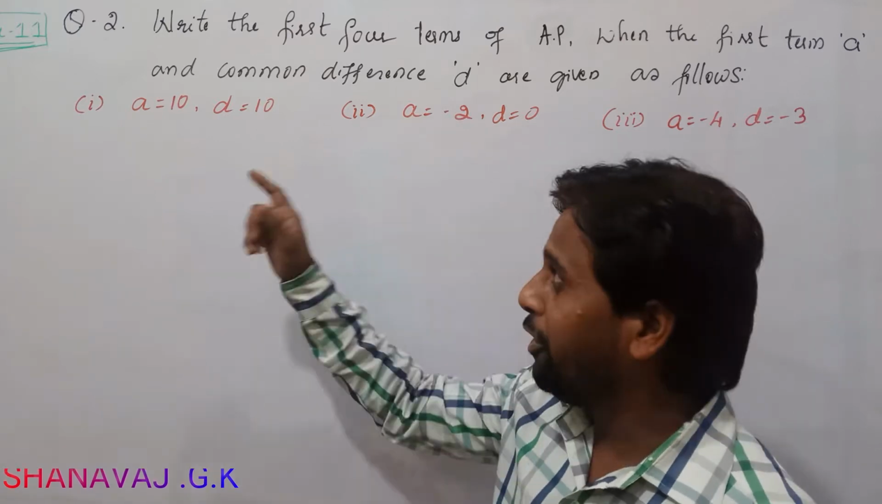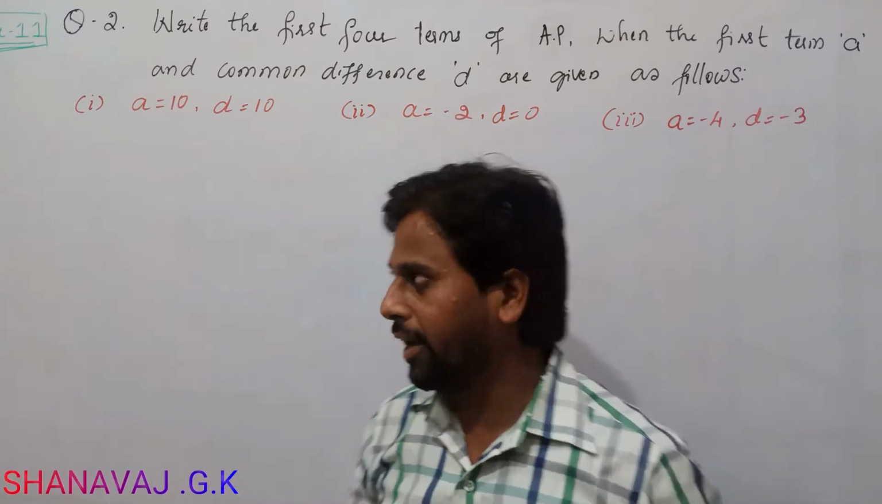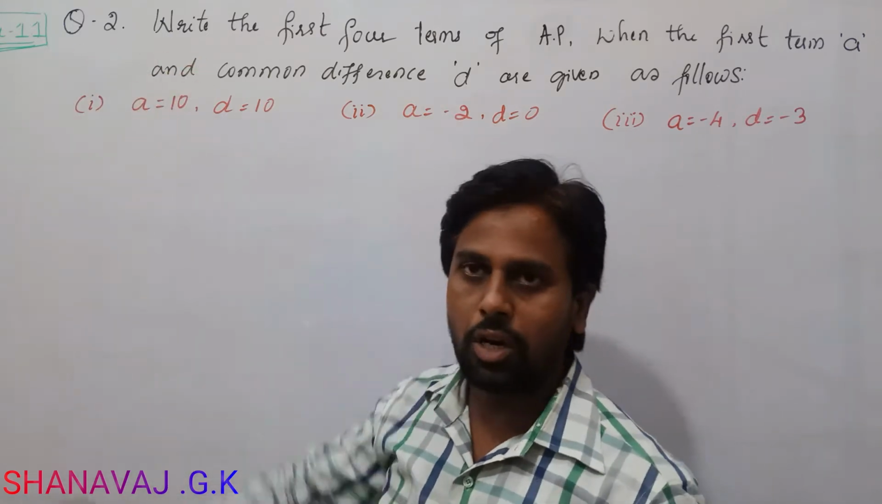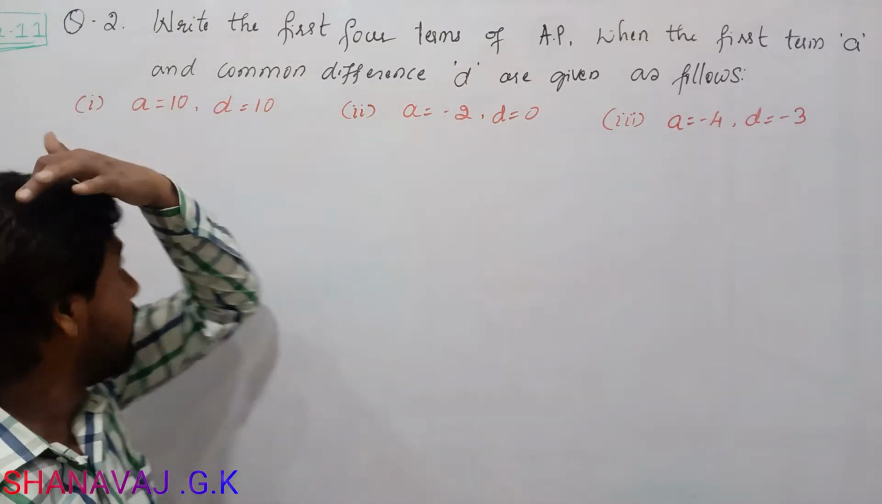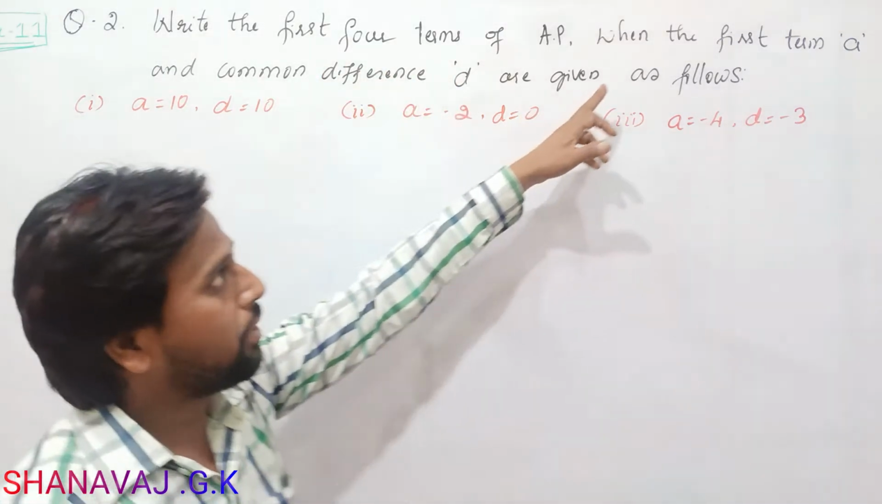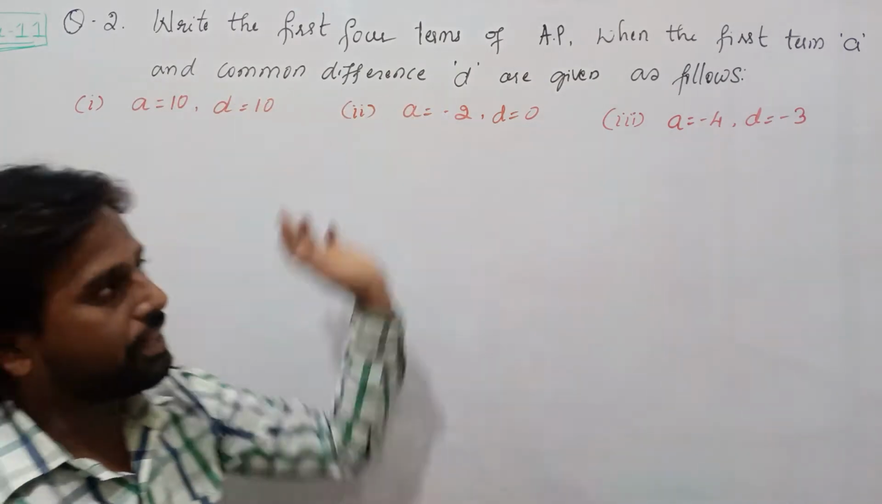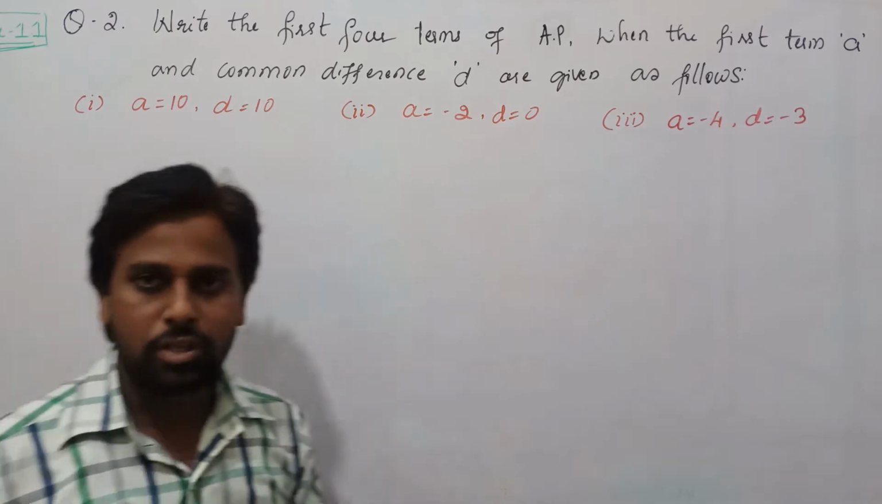In the last video we left off at exercise 1.1. The first question we have completed. Let's go for the same exercise 1.1, question number 2. Let's see what the question is going to tell and what we have to solve here. Okay students, see the question: Write the first four terms of the AP when the first term A and the common difference D are given as follows. There are some sub-questions here.